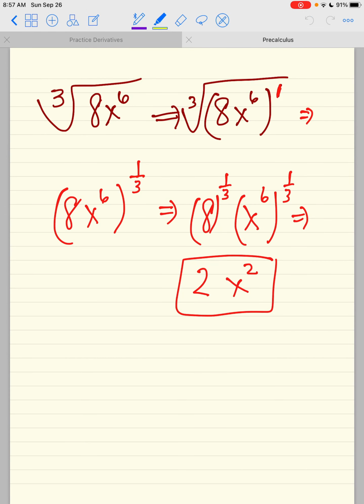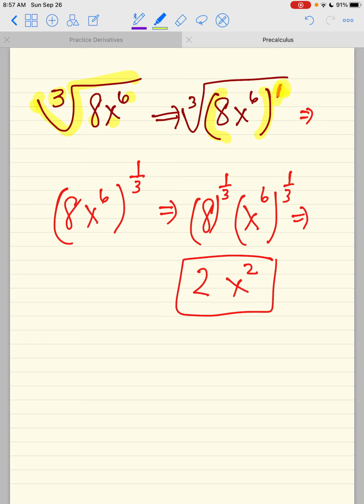How do we do this problem? Well, what is the cube root of 8x to the 6th? What I do is I wrap 8x to the 6th as one term, and I raise that to the first power. And then I go back and I rewrite it in exponential form.